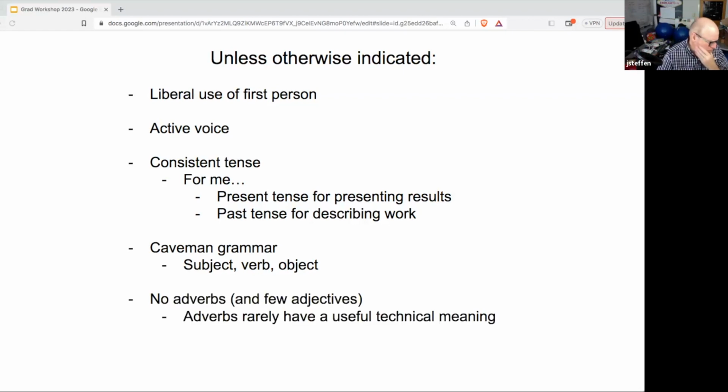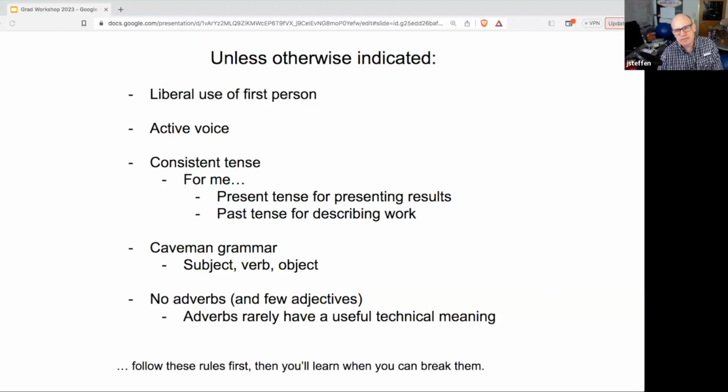I also recommend no adverbs. It's rare that adverbs have any useful technical meaning. And I don't use very many adjectives, and I use very few adverbs in my prose.